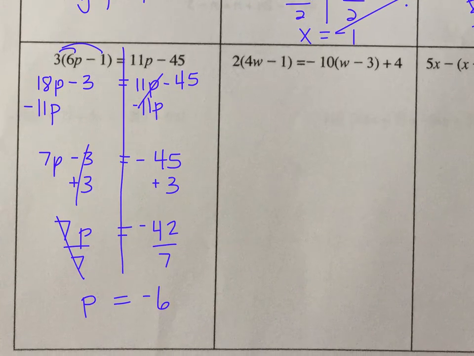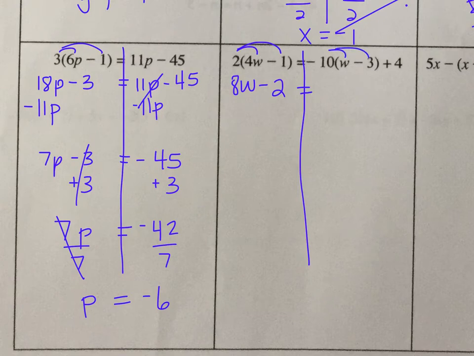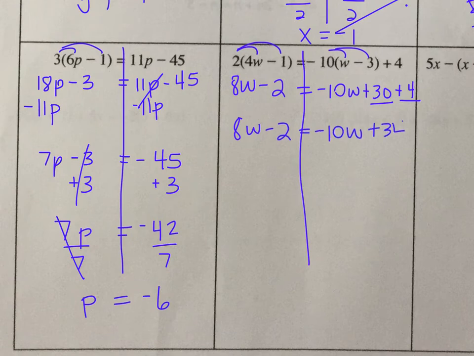All right, this next one, I'm going to do all the steps. First, I distribute. Step 1, distribute on the left. 8w minus 2. Step 2 is distribute on the right. Negative 10w plus 30 plus 4. The next step, I can't put anything together on the left, but I can put a 30 plus 4, old school baby math, and get negative 10w plus 34.